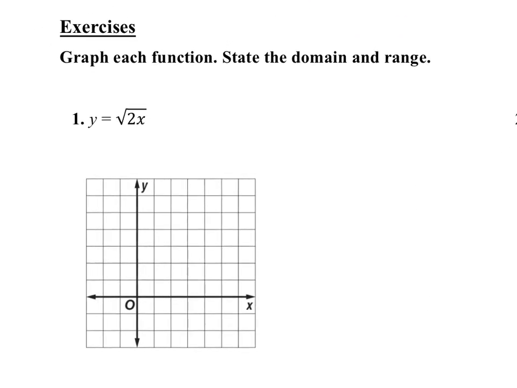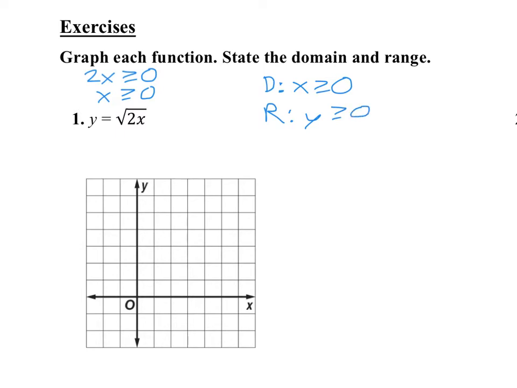So for the domain, recall that whatever is under the radical has to be greater than or equal to 0. Then you solve that, divide both sides by 2, and you get x is greater than or equal to 0. So that is our domain. Our domain is x is greater than or equal to 0. All right, our range. So your range is going to be y is greater than or equal to 0.